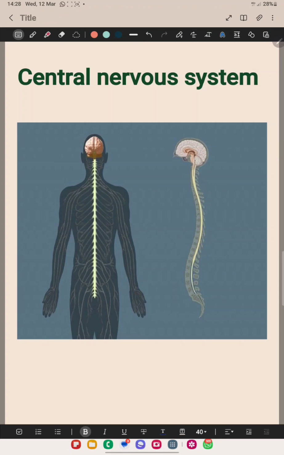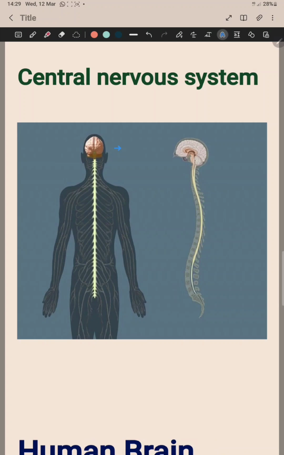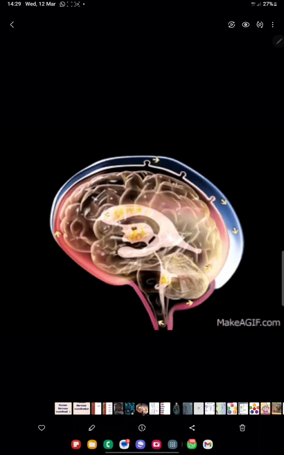First of all, let us have a look at the central nervous system. It consists majorly of the brain and spinal cord. The brain is covered by the skull and the spinal cord is protected by the vertebral column. Around the brain and spinal cord, meninges membranes are present.